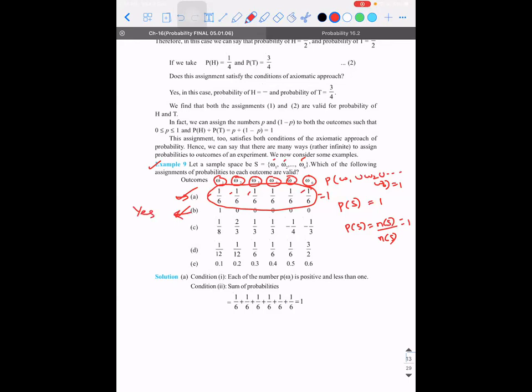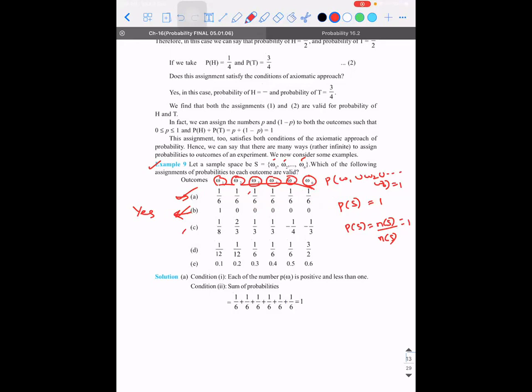Why? Because the probability of a particular event can either be 0 or at the max 1. Secondly, what condition is to be satisfied? The sum of the probabilities of all individual events should come out as 1. In this case, is it coming out as 1? Yes, sir. So it is possible.